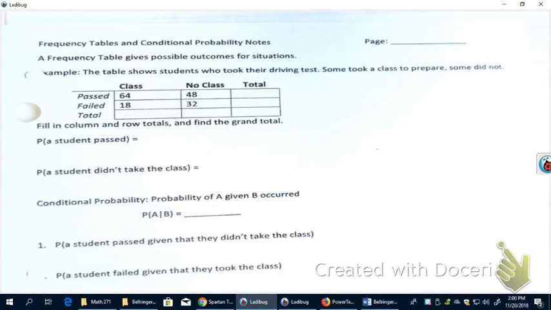The total number of people that actually took the class is where you add 64 and 18 together. Okay, so the next column. Are you recording? So then the total number of people that didn't take the class, you add those two together.